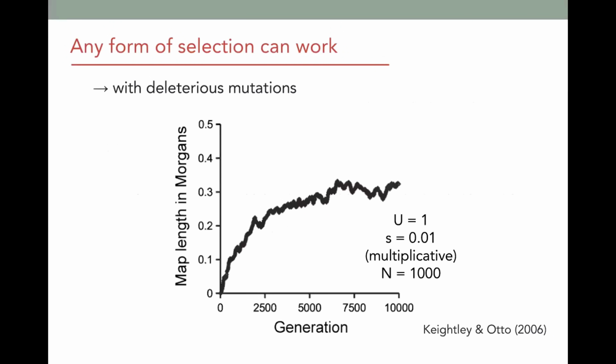The other important feature that I'd like to talk about from this work is that selective interference will act regardless of the form of selection. I've been talking a lot about beneficial mutations, but it works as well with deleterious mutations. Muller's ratchet is one example, but even in a population that is sexual, we showed that the amount of recombination, or the map length in Morgans, would evolve to be higher in the presence of recurrent deleterious mutations due to this selective interference effect.